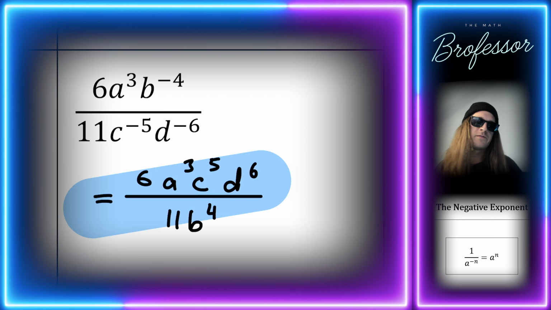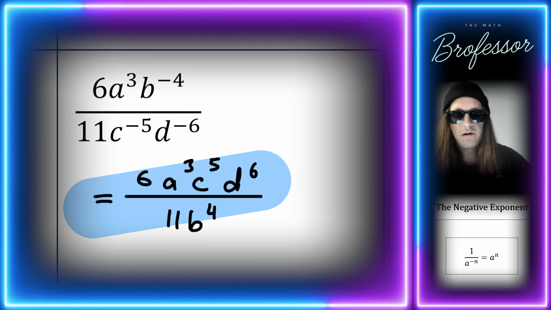Moral of the story, if it has a negative exponent, move it. If it's on the top, move it to the bottom. If it's on the bottom, move it to the top. That is called reciprocation.